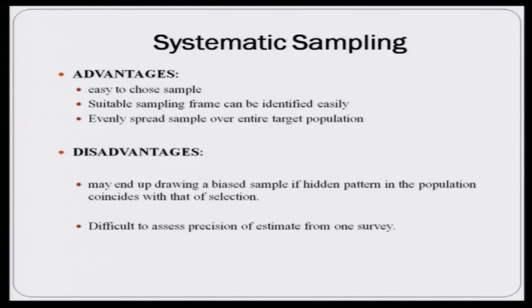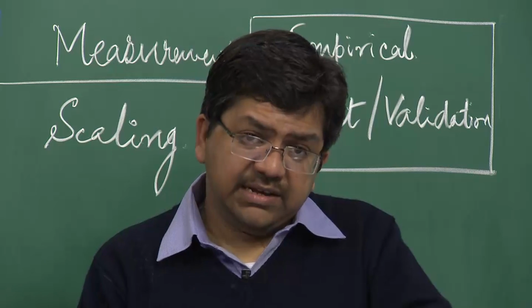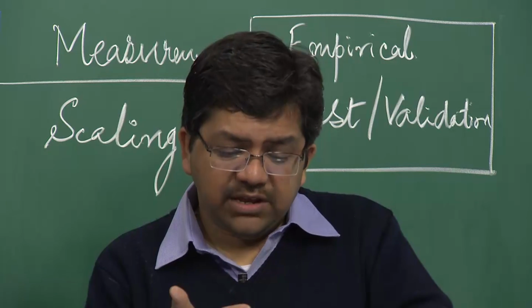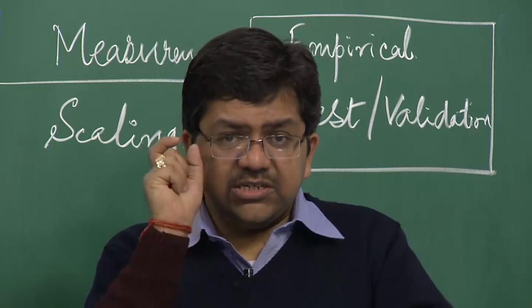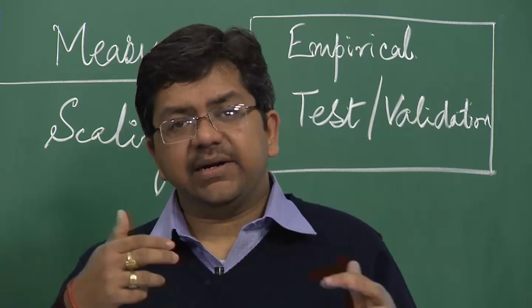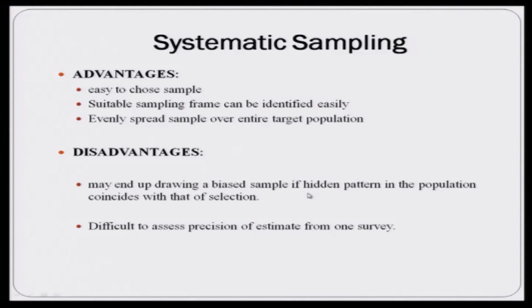The biggest disadvantage of systematic sampling is that you may end up drawing a biased sample if a hidden pattern in the population coincides with that of the selection. So, in the example I have given, suppose in this class of 1000 participants every 50th participant exhibits a certain kind of pattern, and the next unit being selected is after every 50th unit. Then this selection of the sample is in parallel with some kind of pattern within the population, and if the two patterns coincide, your sample has some kind of bias.